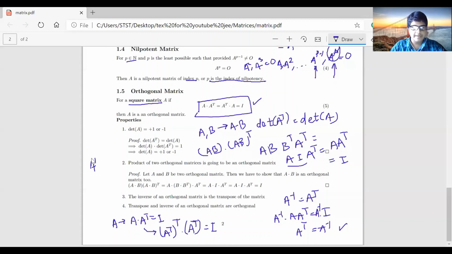Further, if I take A transpose into A is equal to I, what do I obtain? A transpose into A transpose whole transpose is equal to I. Again, if I consider A transpose to be a matrix B, then I obtain B into B transpose equal to I, which is the other part of the definition of an orthogonal matrix. And since A is a square matrix, A transpose is also a square matrix. Therefore, the transpose is also orthogonal. Now by property 3, property 4 also implies that the transpose and inverse of an orthogonal matrix are going to be orthogonal.